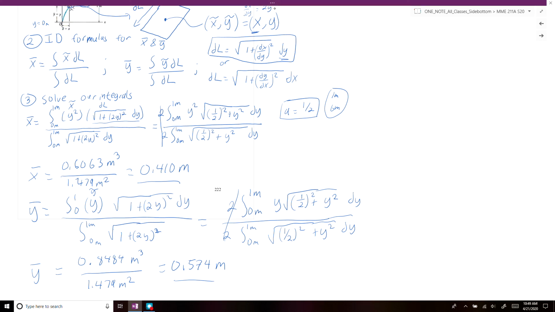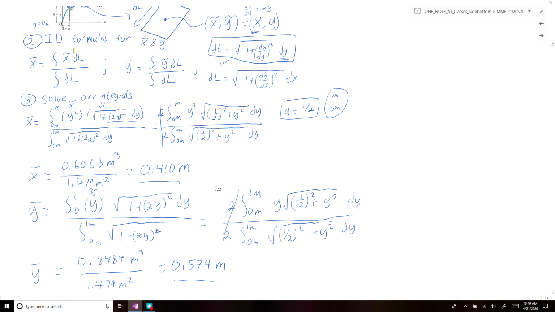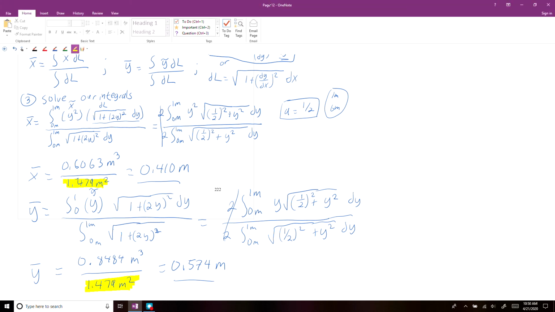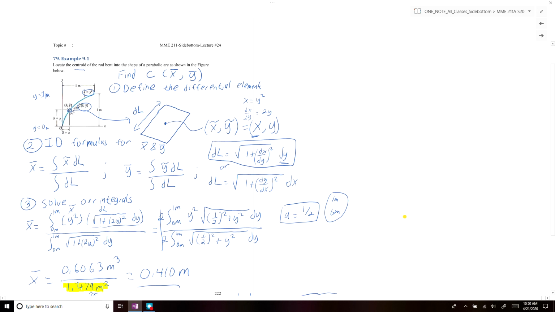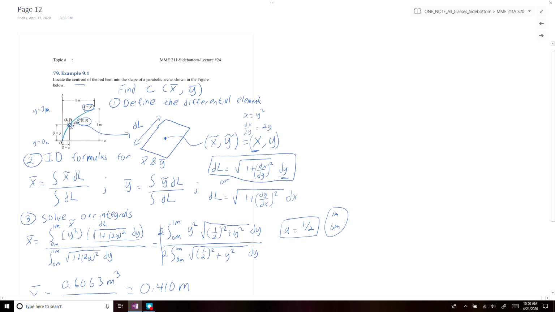Please notice that the denominator on both of these integrals is the same. So don't do that same integral twice. So you should only have to do 3 integrals for a line equation. One for x, the numerator for x bar, the numerator for y bar, and then the denominator for them both is shared. All right. So just to summarize what we did, we first defined our differential element.